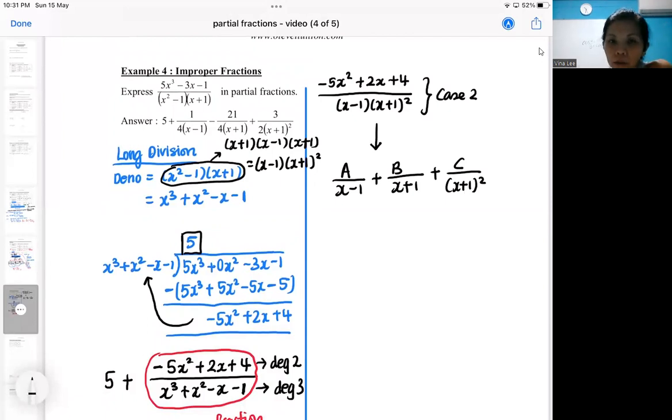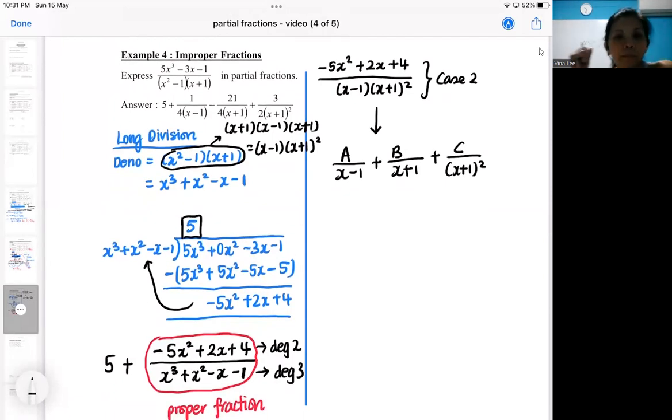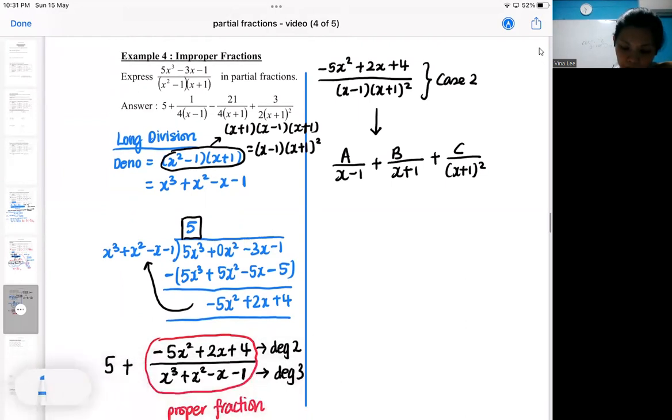So after the long division, you will get a proper fraction. The proper fraction will be reduced to whichever case. So in order to decide the case, you look at the denominator. So you look at this denominator, this one, which is this one, which is this one. So it can be further factorized, so don't forget. So you got to further factorize and you realize that it will be case 2.